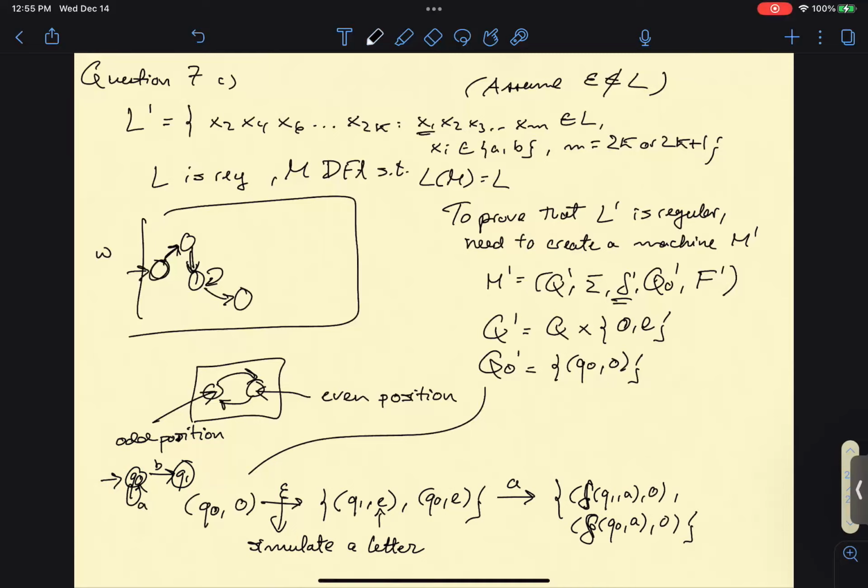Does it make sense? I know I'm not explaining this really well, but it's a hard thing to explain. What's going on is the state is acting as an indicator for whether you want to keep the letter you're reading or drop it. So if I'm going from odd to even, or from O to E, it doesn't really matter what they're called, then I just simulate a letter. I don't care what it is. And if I'm going from even to odd, then I actually want to consume a letter.